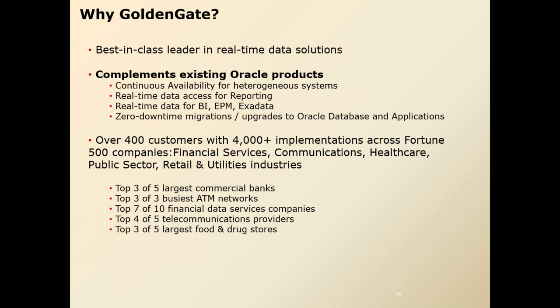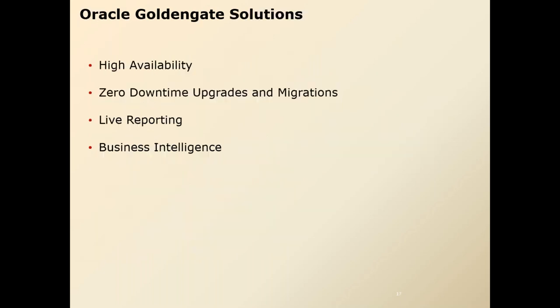GoldenGate is used by all top commercial banks, all busiest ATM networks, financial data services, telecommunication providers, food and drug stores. The list I'm telling you is from about 4-5 years, 6 years or 7 years back. Now most of the banks are using GoldenGate. GoldenGate ensures databases are highly available. It supports zero downtime upgradation and migration, live reporting and business intelligence.